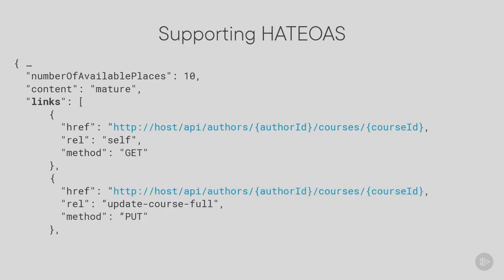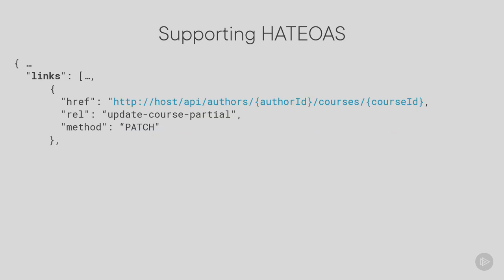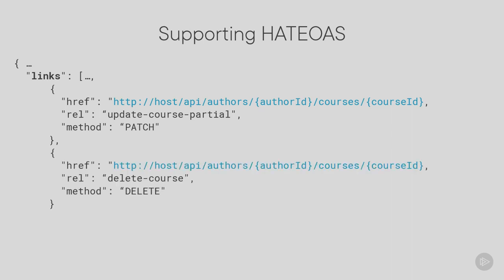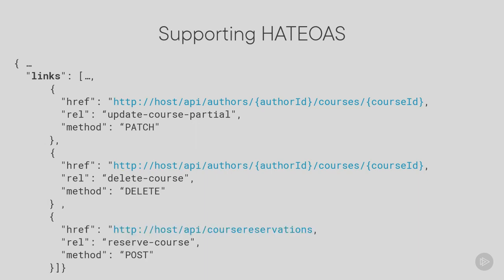To update a course, in full with PUT and partially with PATCH, links are added as well, if that functionality is offered by the API. If deleting a course is allowed, we add a link with the URI and method to delete the course. And if a link to reserve the course appears, a reservation can be made. It's up to the server to decide whether or not to show this link.